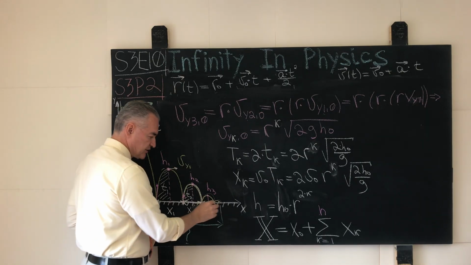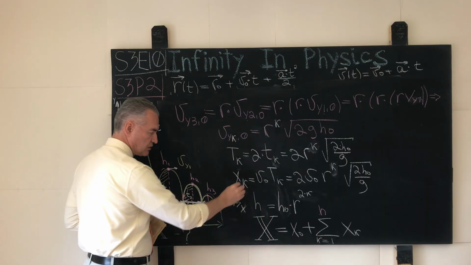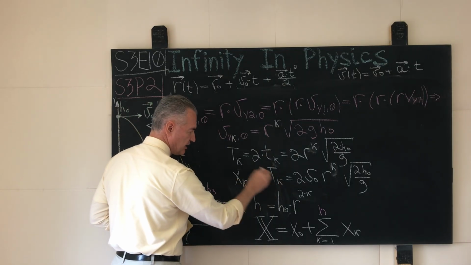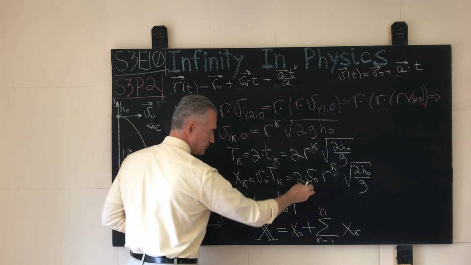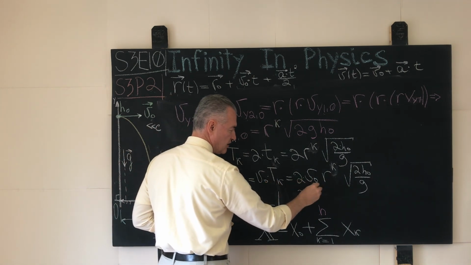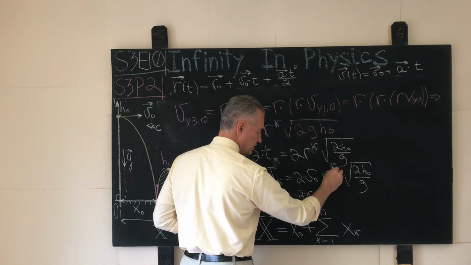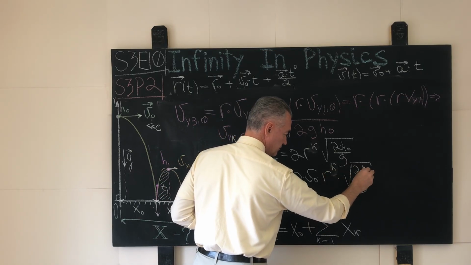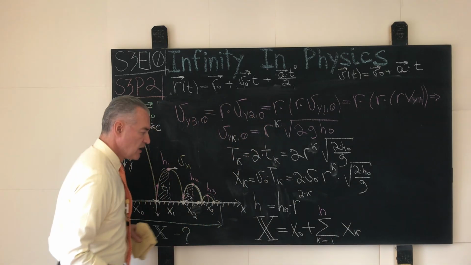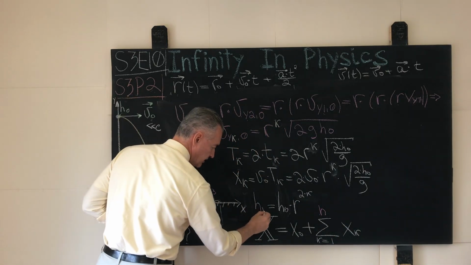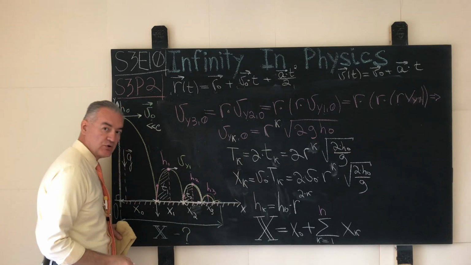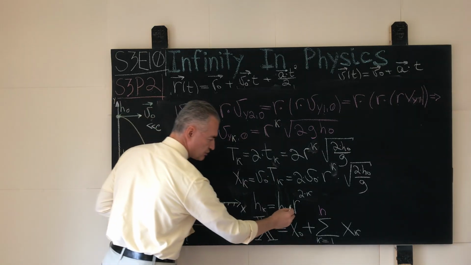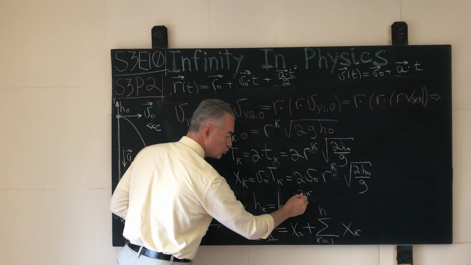The horizontal span that the chicken will cover during that bounce, xk, will be v0 times tk, this time right here. So this result is mechanical: 2 times v0 times r raised to the power k times square root of 2 times h0 over g. And the height, the highest point during the kth bounce, will be h0 times r raised to the power 2 times k.